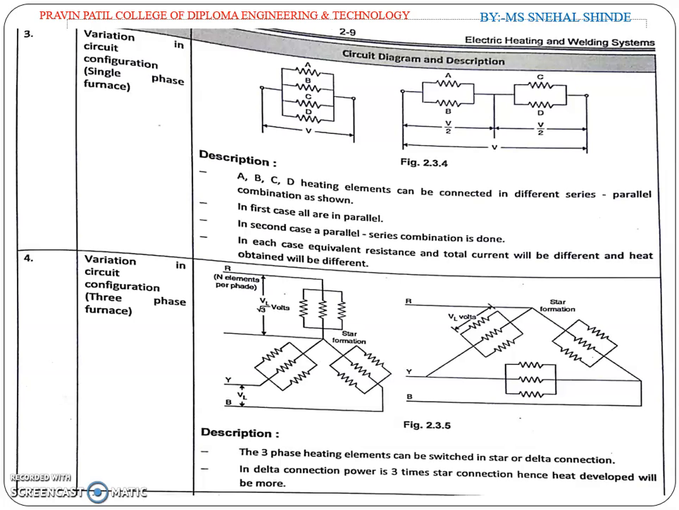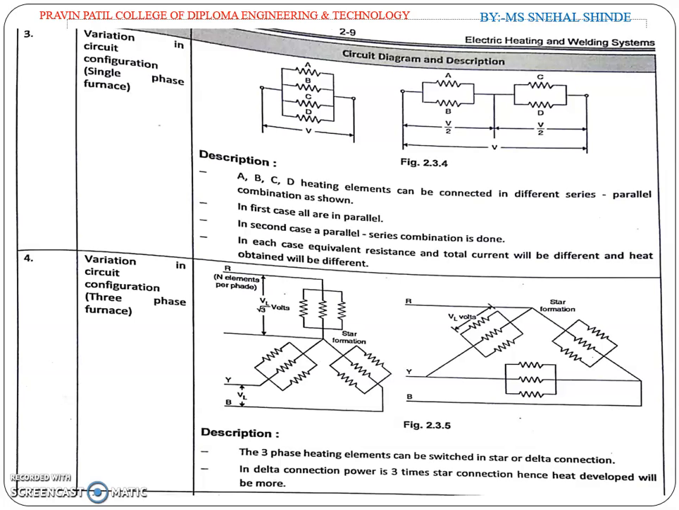Variation in circuit configuration, single phase furnace. In this, A, B, C, D heating elements can be connected in different series parallel combinations as shown in the figure. In first case, all are in parallel. In second case, a parallel series combination is done. In each case, equivalent resistance and total current will be different and heat obtained will be different.